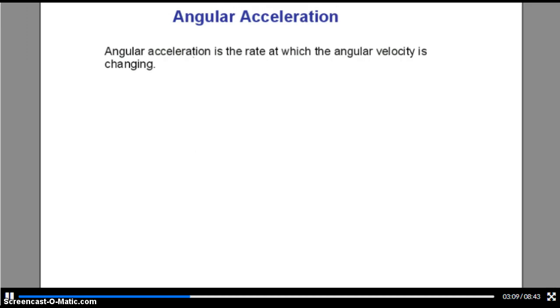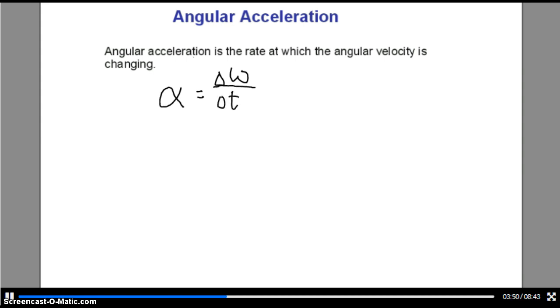Alright, so next we want to look at angular acceleration. Acceleration is the rate at which velocity is changing, so no big surprise here. That's going to be change in velocity over change in time. We have another new symbol here, that's actually an alpha, and alpha kind of looks like an A, so that's helpful. Alpha is equal to the change in angular velocity over the change in time.